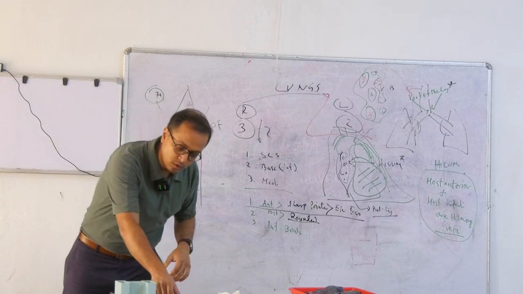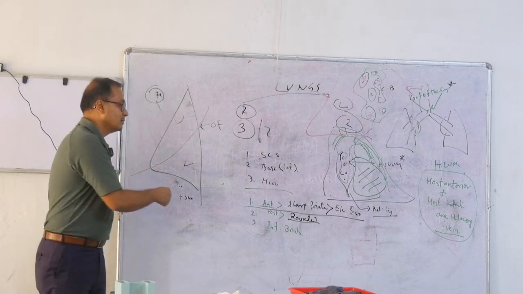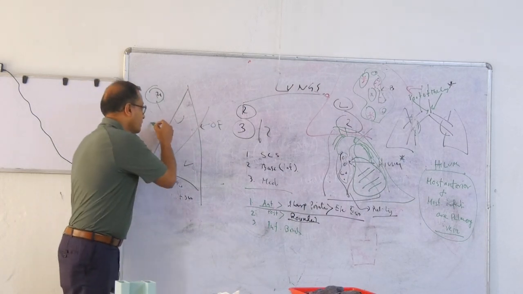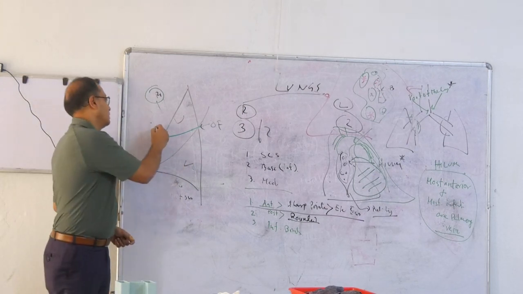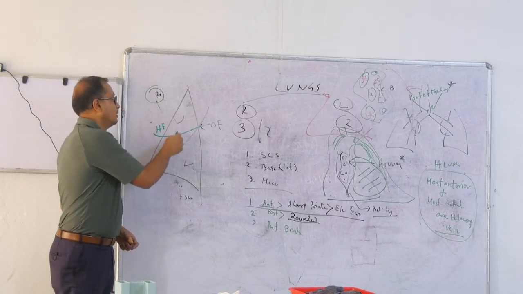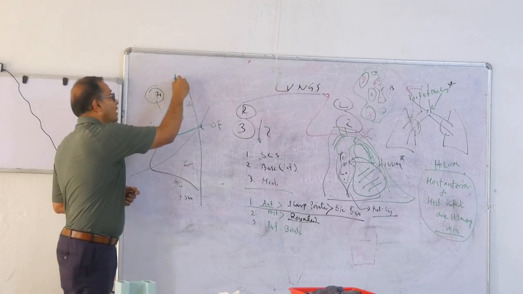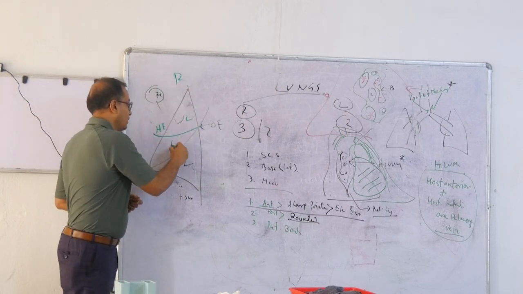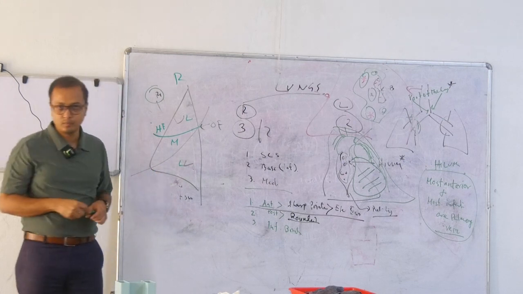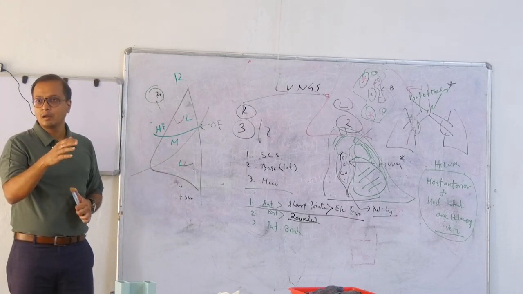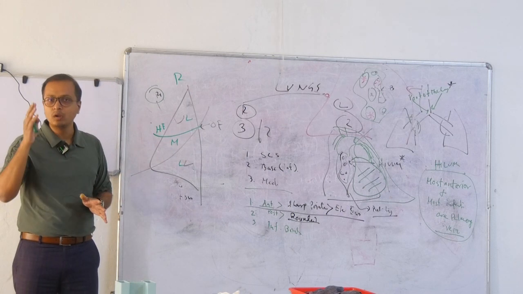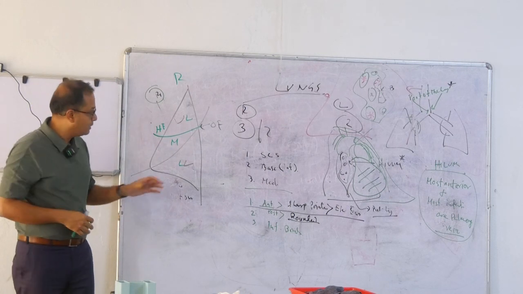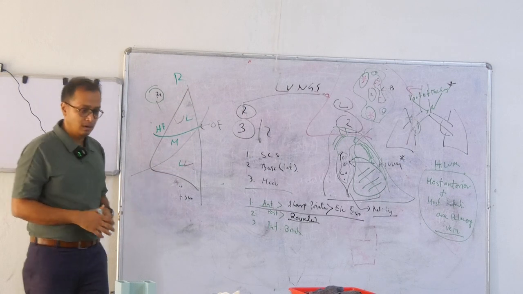So in the right lung only, we see there should ideally be a fissure running horizontally, known as the horizontal fissure, which splits the right lung into upper lobe, middle lobe, and lower lobe. In the left lung, ideally we do not see this horizontal fissure. Only the oblique fissure is there, which splits it into upper and lower lobes.